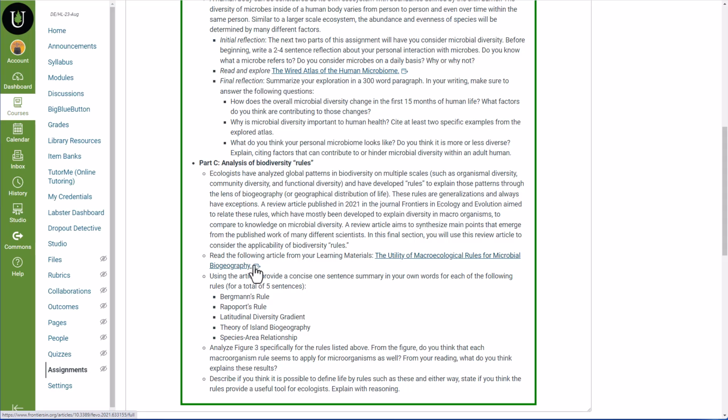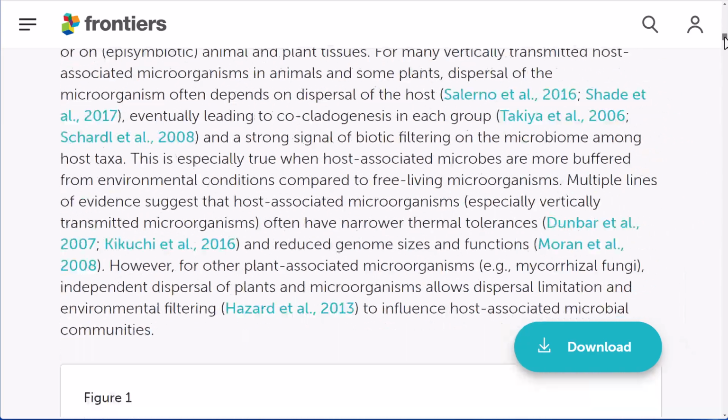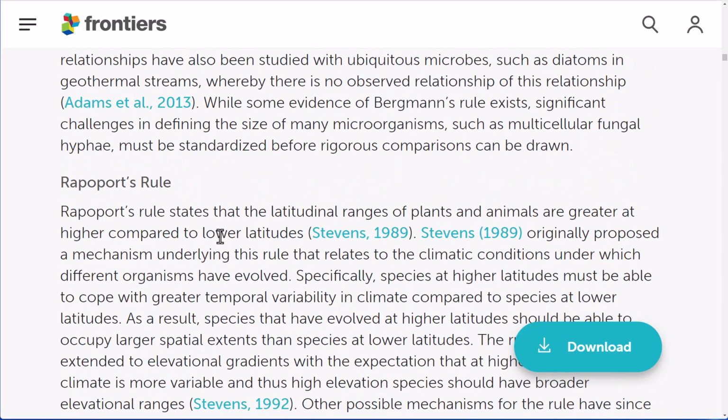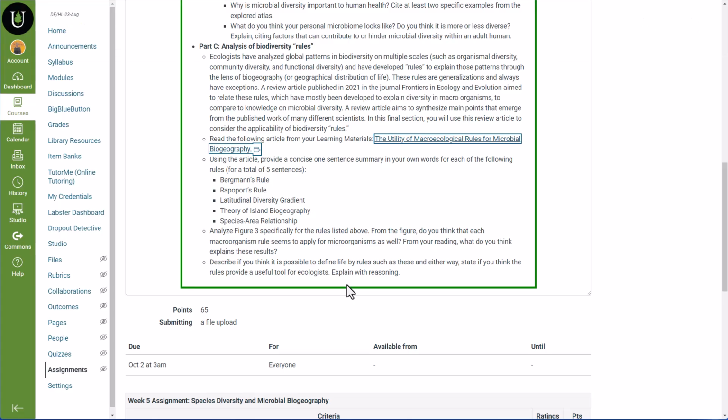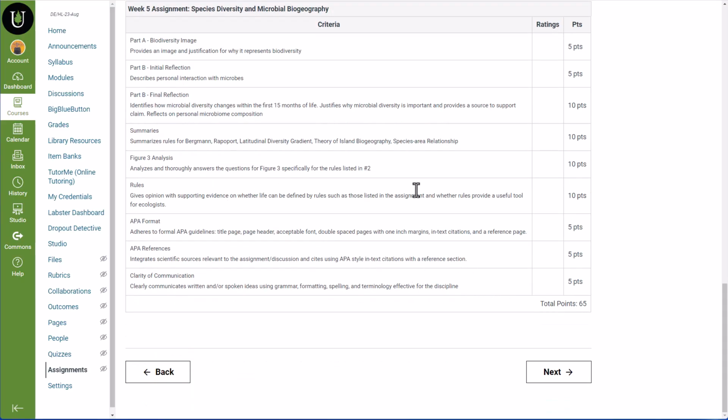So when you go to this link and you read through this paper, you'll see as we scroll down, it will start talking about those rules. So it talks about Bergmann's rule, it talks about Rapoport. So it talks about each one of these things, and it tells you what it means traditionally, and then we can explore what that might mean in terms of the microbiome. As always, make sure you take a look at the grading rubric at the end to make sure you're putting everything in there.